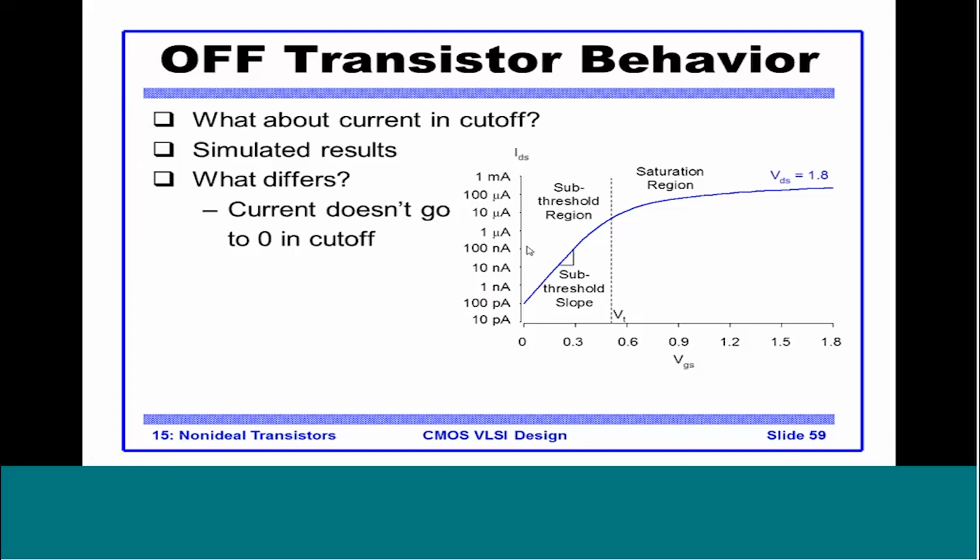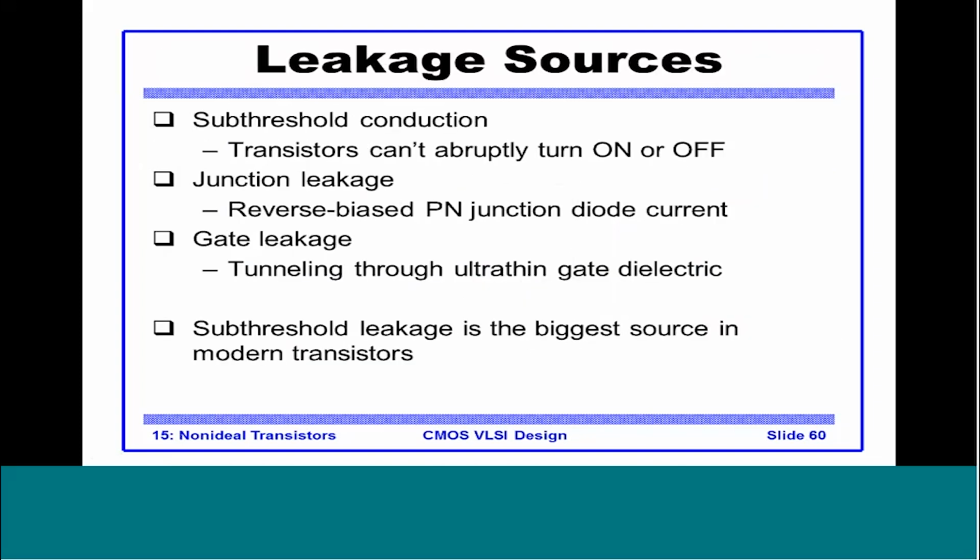So we see what are the sources of this leakage current. One is the sub-threshold conduction, which says that the transistor cannot abruptly turn on and off. It will take a finite amount of time to switch from on to off, and there is a conduction during that period.